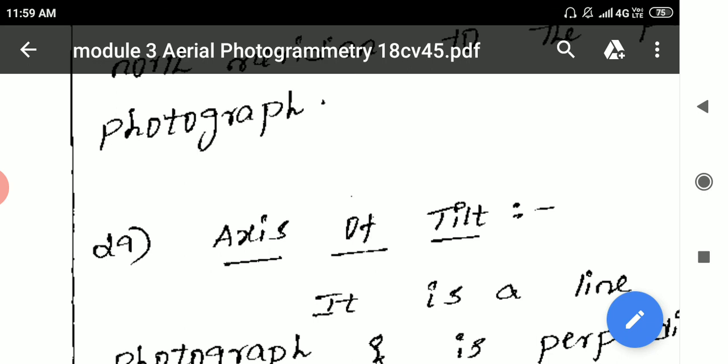So these are all theory parts in the fourth module, that is aerial photographs. This fourth module has some derivations and also some problems, and also theory parts. In the first module, second module and fourth module, you people will get more score in all three modules. So you people have to be perfect in these modules. Okay, and also if you have any doubts, please contact me.